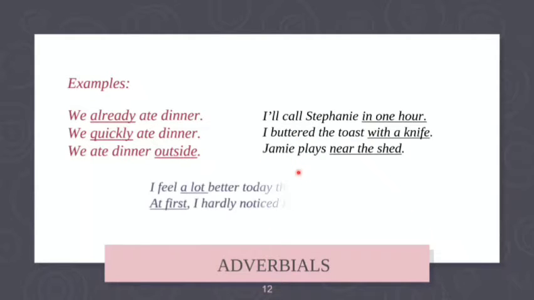Another example, I feel a lot better today than I did yesterday. These underlined words, a lot, are adverbials, and they describe the adjective, which is better. And lastly, at first, I hardly noticed him. These underlined words are adverbials and also a prepositional phrase that answers the question, when did I hardly notice him?